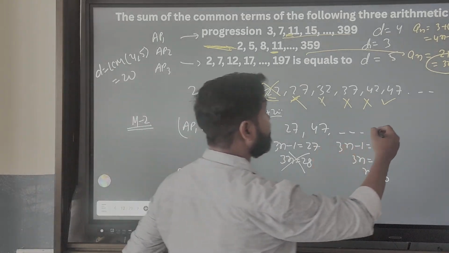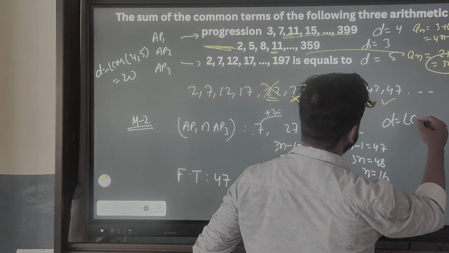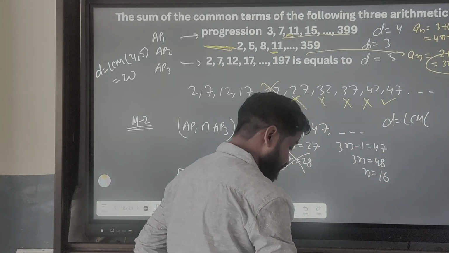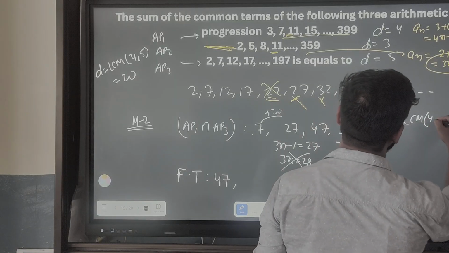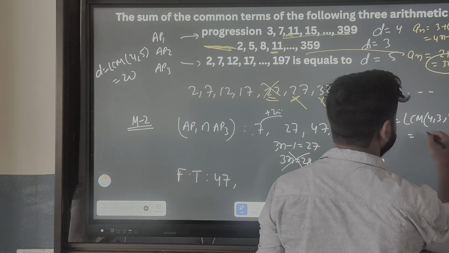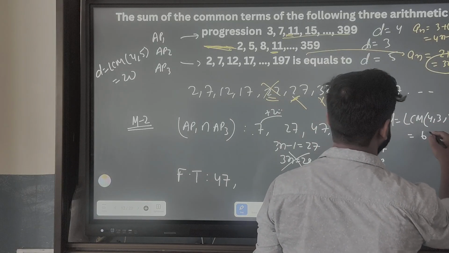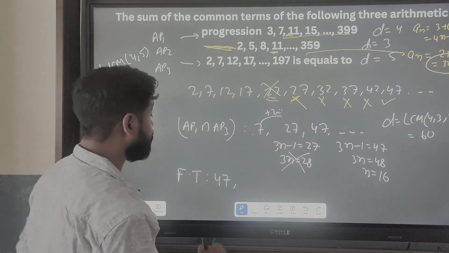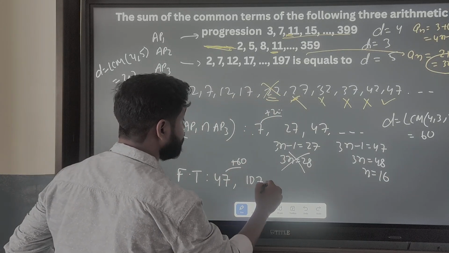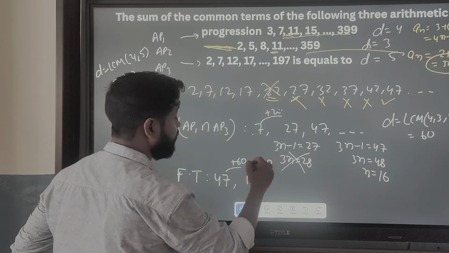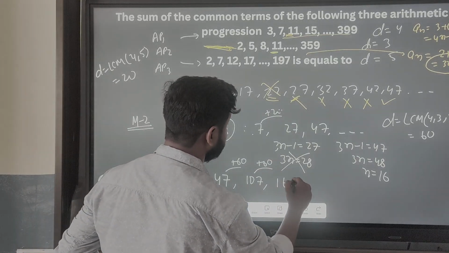And we know how to find the difference, right? The common difference of three different APs, what you'll say, sir, take the LCM. 4, 3, 5, that will be equal to what? 60. That will be 60. So what will be the next number? Plus 60, that is 107. What will be the next number? Plus 60, that will be 167.